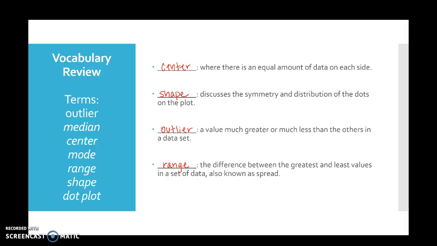So make sure you know we're looking at the dot plots, or the dots on the plot, not the numbers on the line below it. So even if the numbers on the line go from 16 to 2, and the dots go from 3 to 15, we're looking at the 15 and 3. So it would be a range of 12.